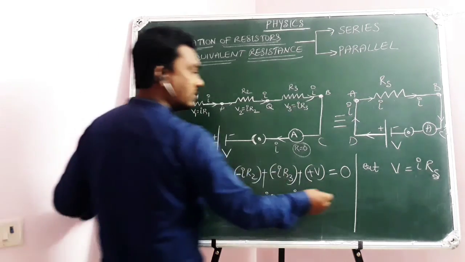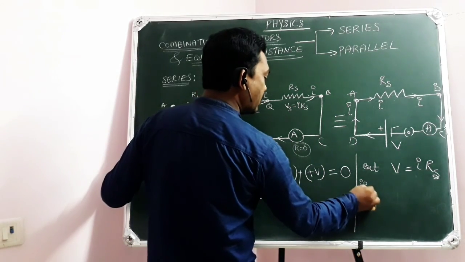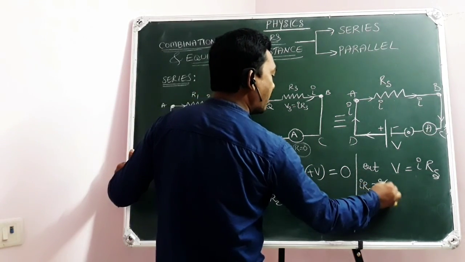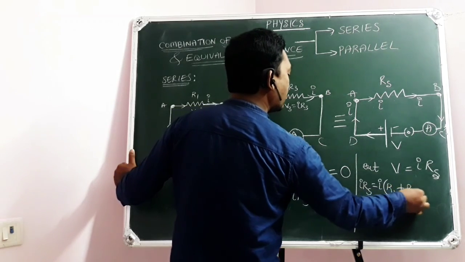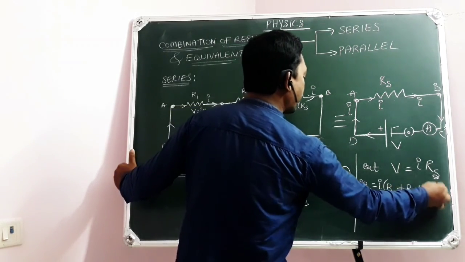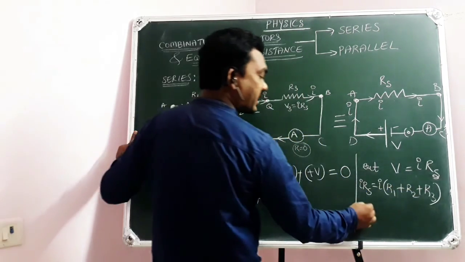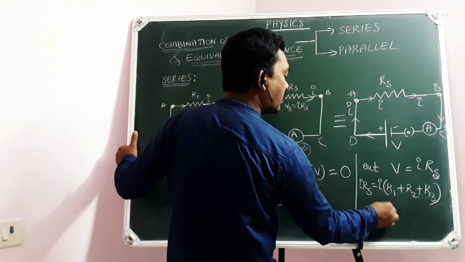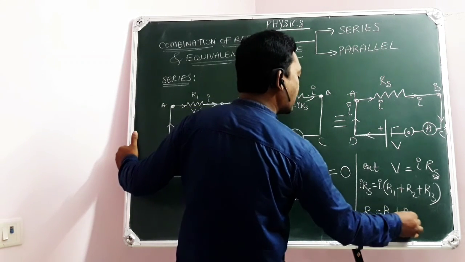Now equalize these two. So I into RS equals I of R1 plus R2 plus R3. I have taken I common on the right side. So that I gets cancelled, and I can write RS equal to R1 plus R2 plus R3.